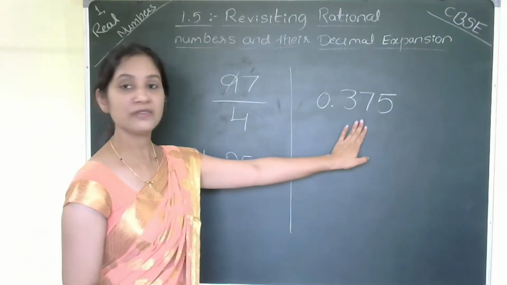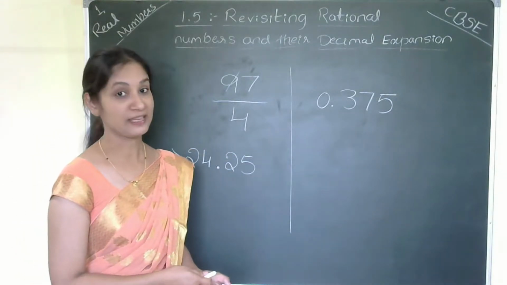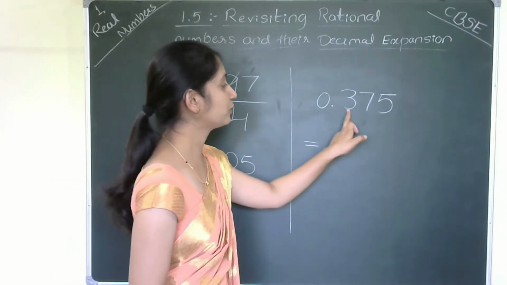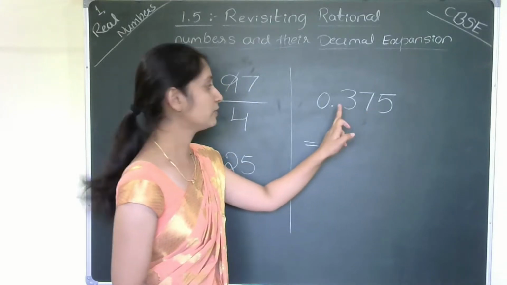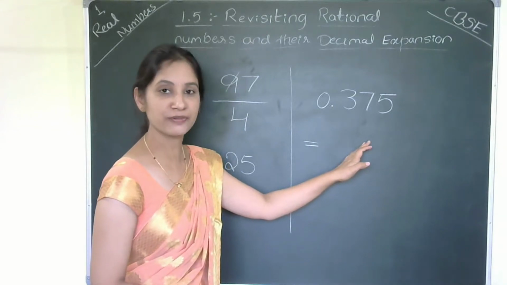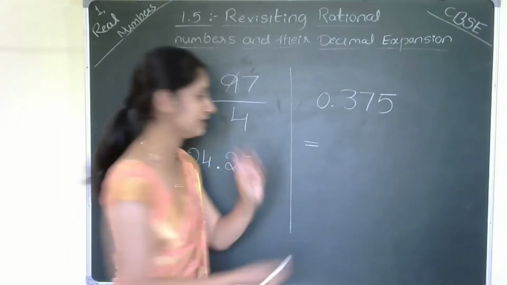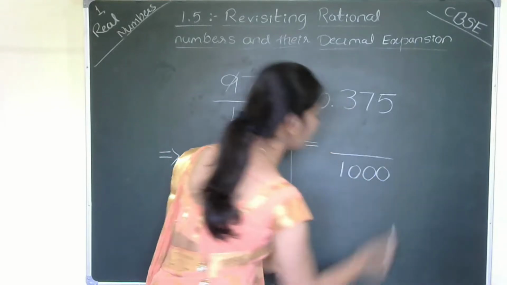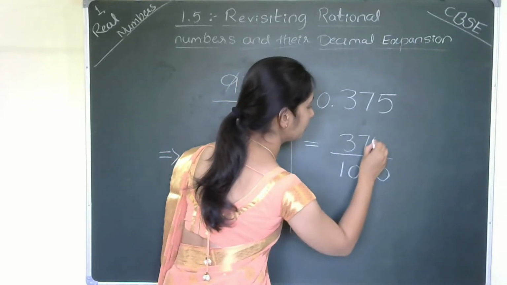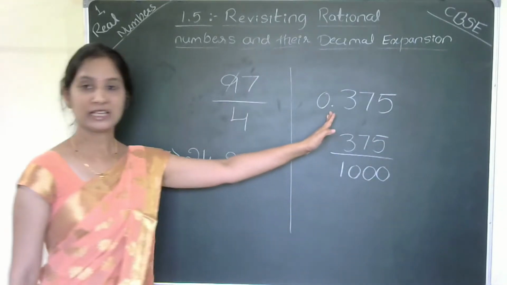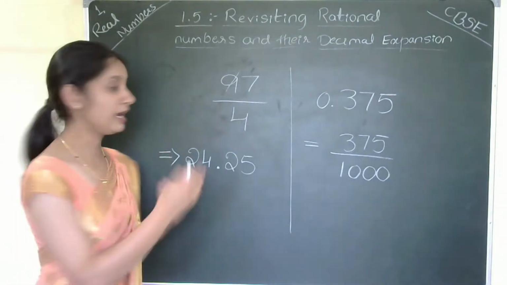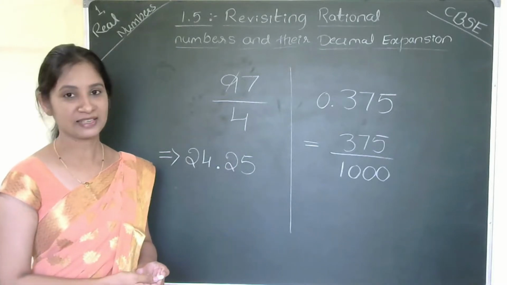Can we convert this into fractional form? Yes, we can. How will you convert? We know 1, 2, 3. After 3 place values, we put a dot here. That means in the denominator of the fractional form, there will be 3 zeros. So our denominator will be 1000, and 375 will be in the numerator. Now we expressed this decimal form into its fractional form. Yes, we have learned these two in our previous classes.